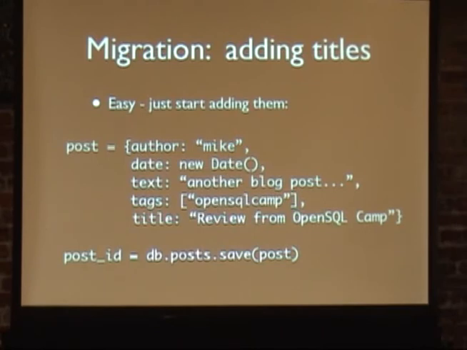This is something I sort of mentioned earlier, but basically 90% of your migrations become trivial. Here, if we have this blog and we've been running for a couple months and things are really taking off, and we think, man, it would be great if we had titles for our blog posts too, it's easy. You just start adding titles to your blog posts, and it's your application code that handles the case where you don't have a title.